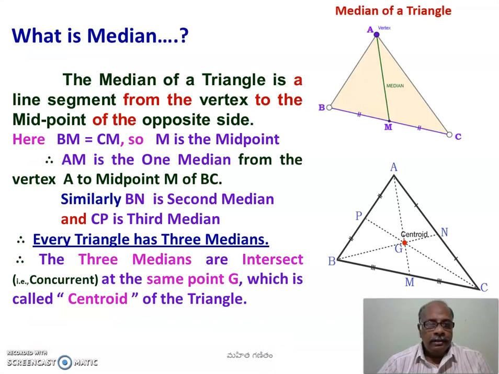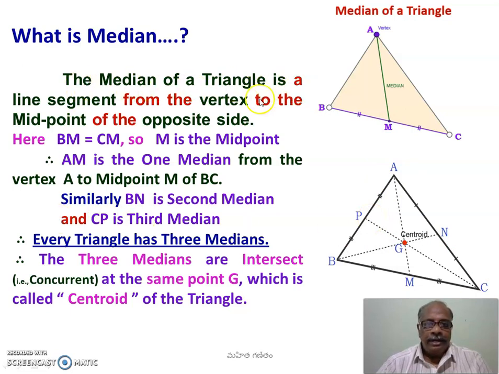Before going to learn centroid of a triangle, we want to recall what is median. In a triangle, if a line segment is drawn from one vertex to the midpoint of the opposite side, it is one median. Here M is the midpoint, A is the vertex, AM is the line segment. This is one median. In this triangle, BN is the second median, CP is the third median.